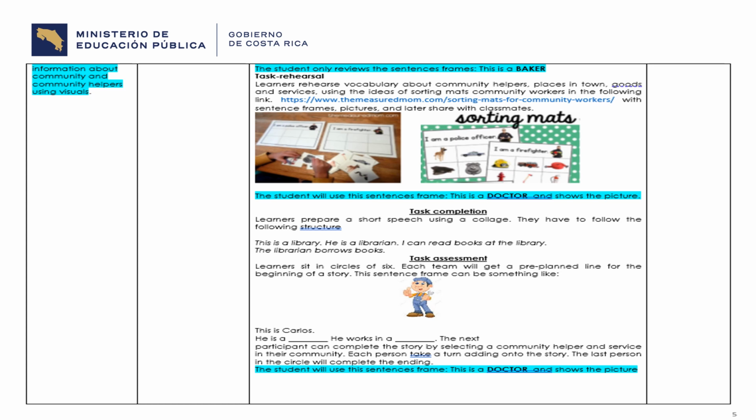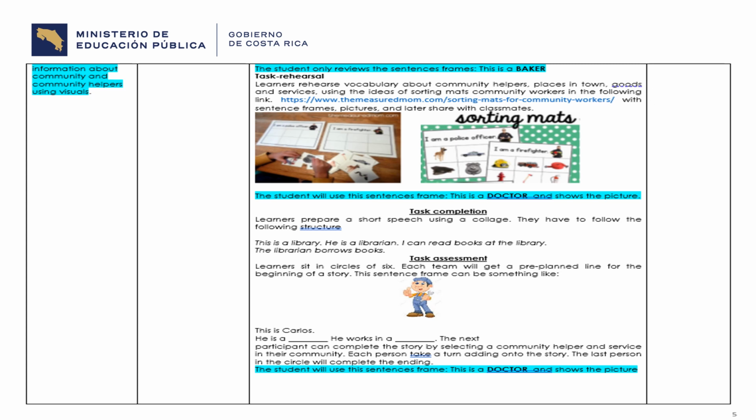The student will use this sentence frame. This is a doctor, and chose the picture. Isabella's activity. Okay, the student will use this sentence frame. This is a doctor, and chose the picture. And the activities are going to be the same activities that we are using with the group.